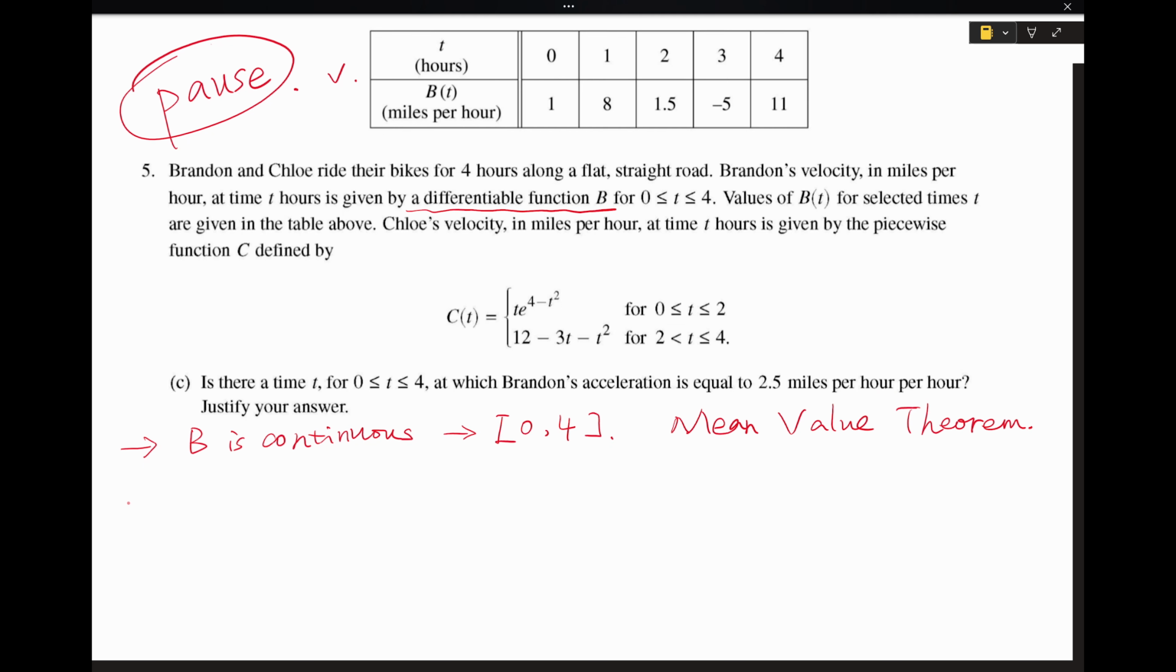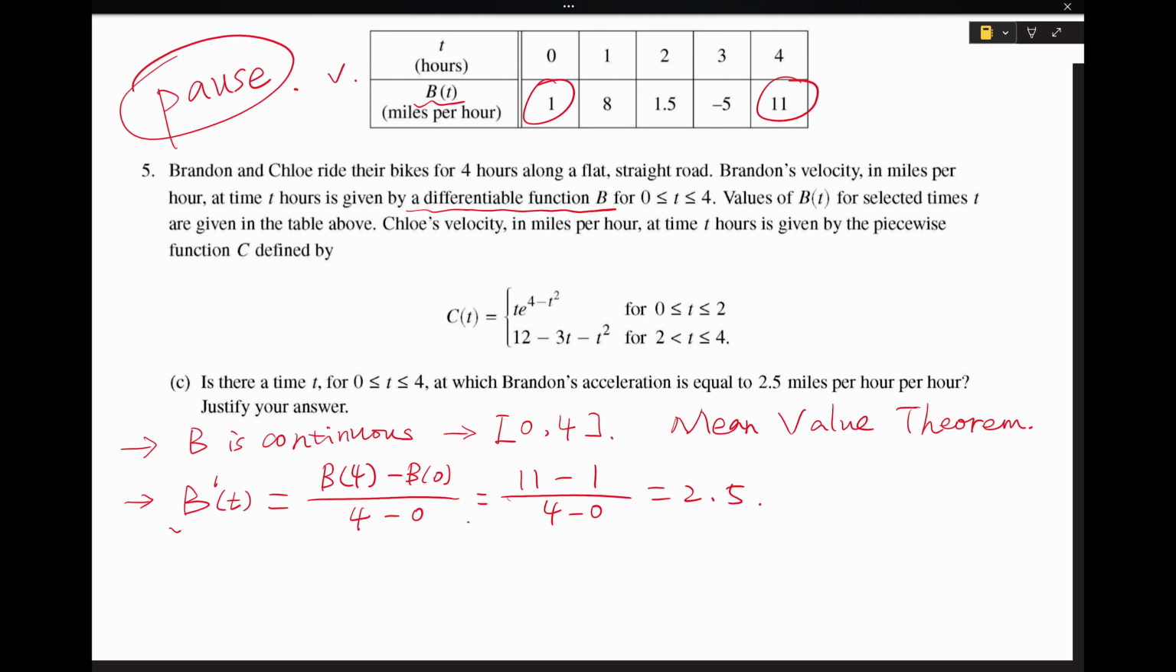Based on the idea of the mean value theorem, we can say that there would be a value of time t where the derivative of function b is equal to (b(4) minus b(0)) over (4 minus 0). And by plugging in these numbers, we are going to have the result to be 2.5. The derivative of velocity would be the acceleration. We can say that the answer to this question is yes.